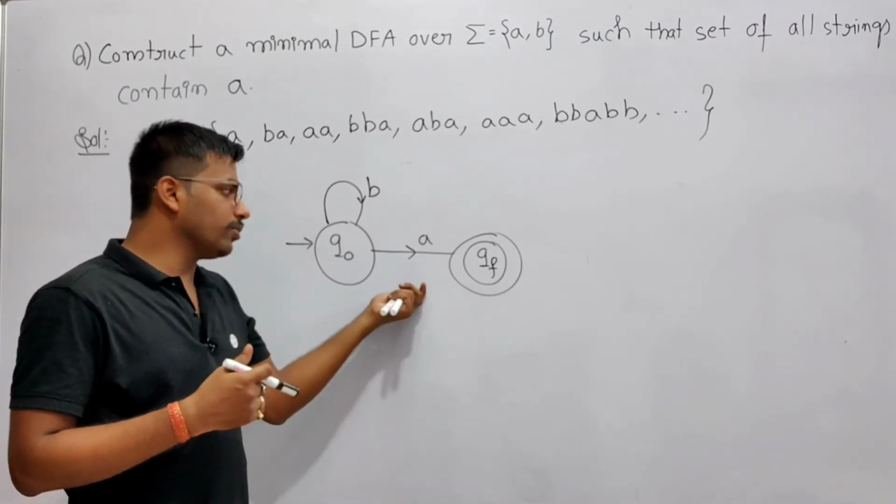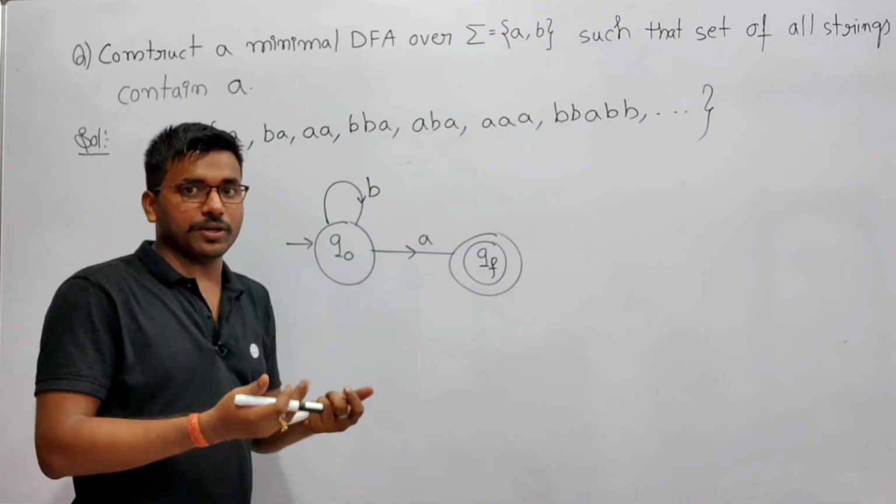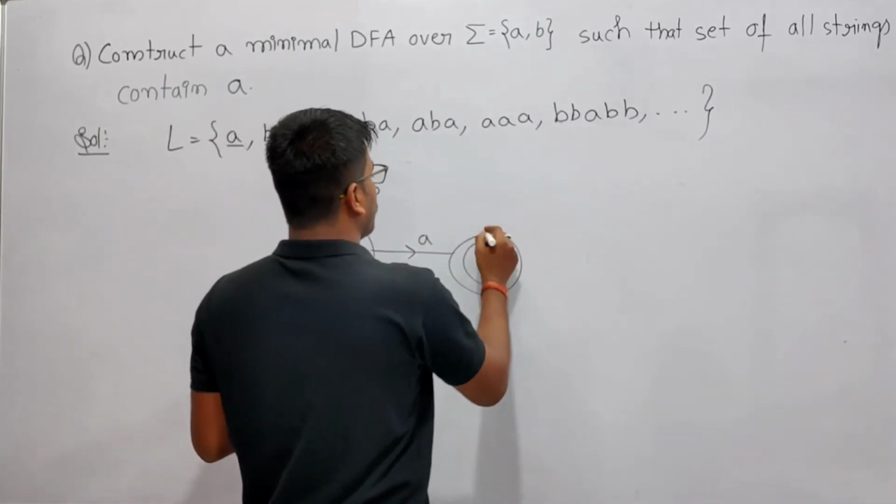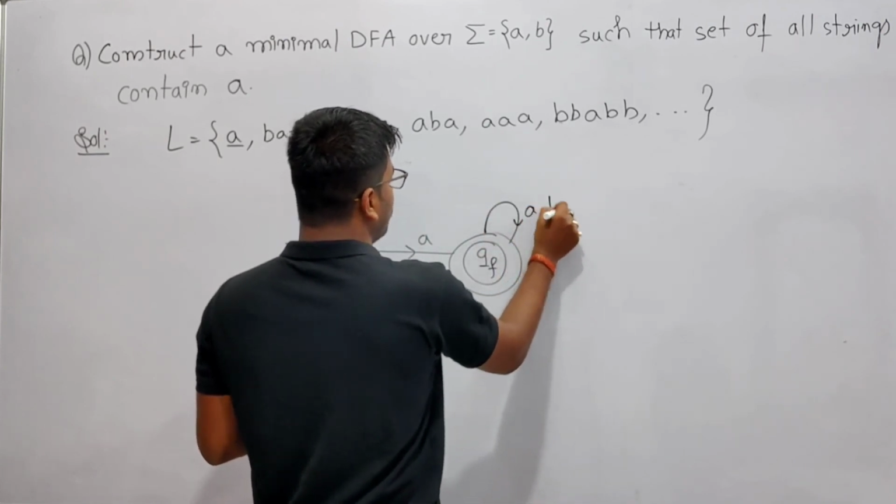After that if you got A, after that if you are getting any number of A or any number of B, fine, it is already having A. So after that if you are getting any number of A, B, stay there only.